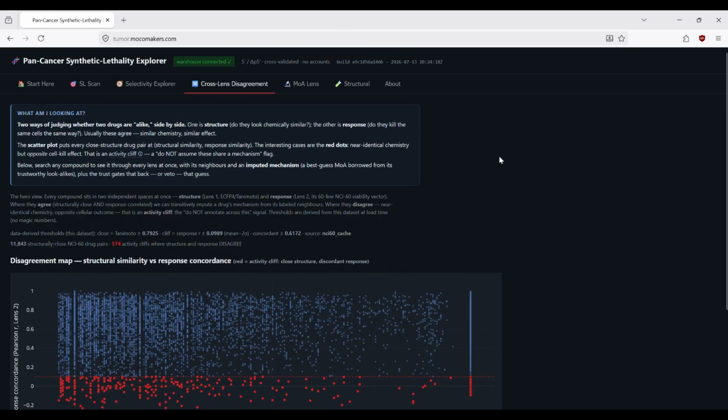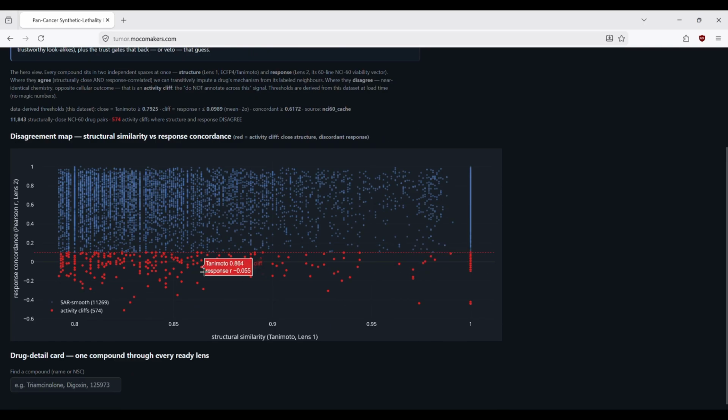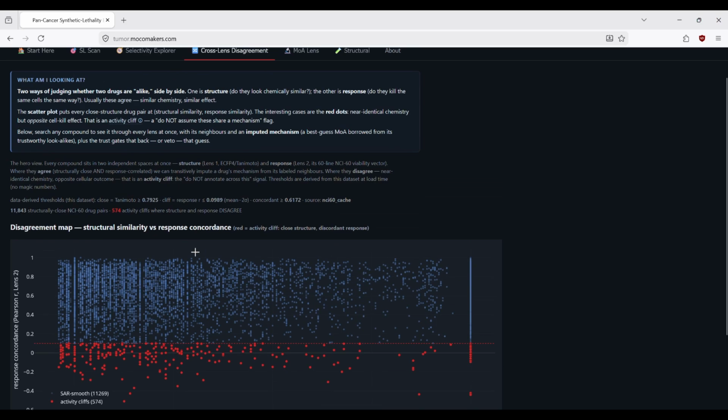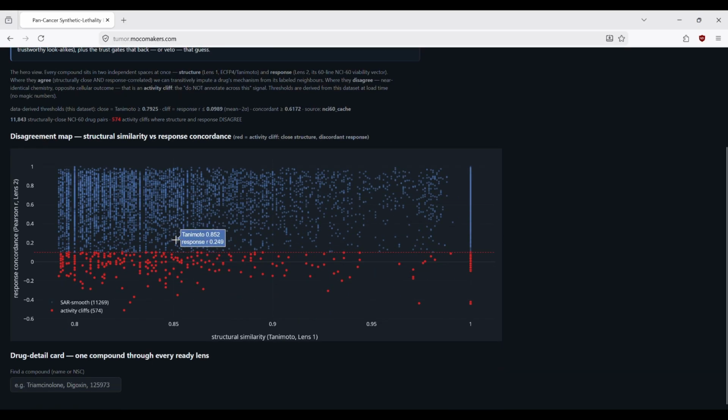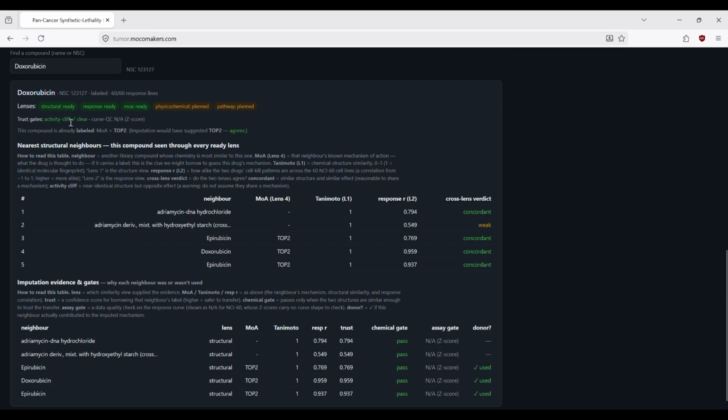We now look at the cross-lens disagreement tab, and this is annotating a large number of compounds that often have no known mechanism of action. And what we're able to do is use a kind of structural similarity to find mechanisms of action that are similar. So for example, if we do doxorubicin, a common chemotherapy, we're getting some reports on what the nearest structural neighbors are and what their kind of related compounds are.